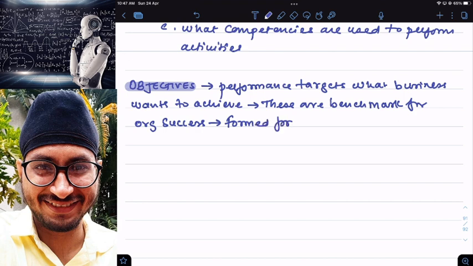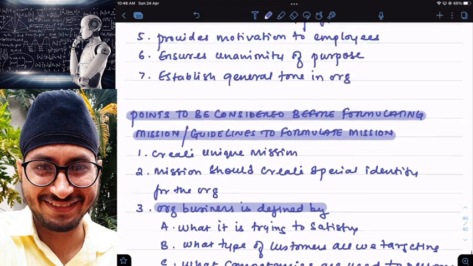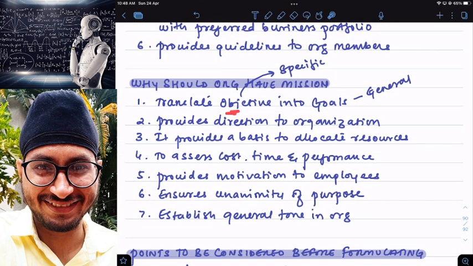And objectives are formed from vision and mission. Without having a vision, without having a mission, I won't be able to create my objectives. And moreover, objectives and goals are not the same. I have already explained this. Something which is specific is an objective, something which is general is a goal. Objective will help me in achieving my goal. First the objective will come and then the goal. If I achieve all my objectives, I will be able to achieve my goals.